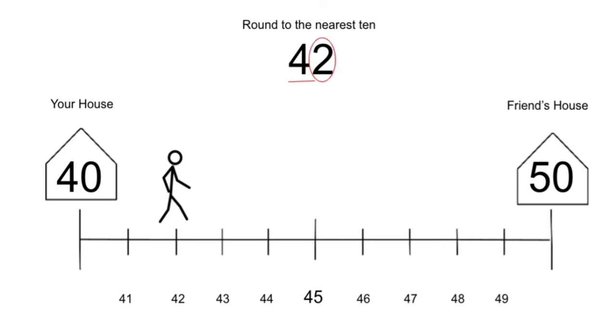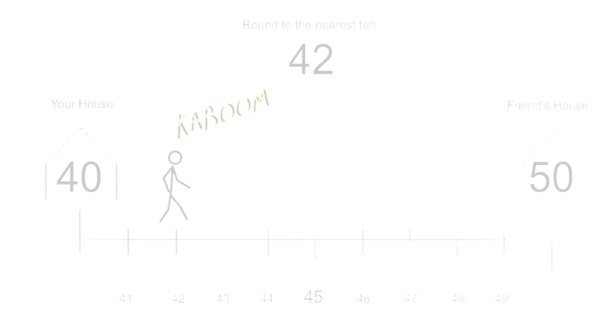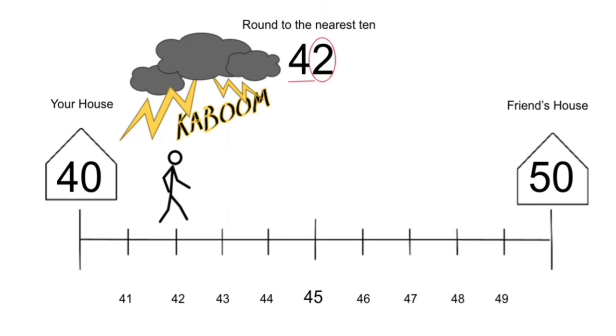And what happens? Kaboom! A thunderstorm, lightning, it starts to rain. You got to run back inside before you get soaking wet or struck by lightning. Where are you going to run to? Is your house closer or is your friend's house closer?